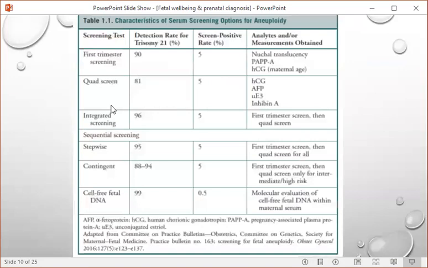This is the way we do the screening tests and this is their accuracy. First trimester screening usually detects trisomy 21 in 90% and the quad scan in 81%. If both are combined, 96% is the accuracy rate.